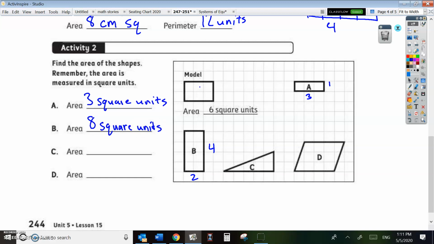C, it's a triangle, so we have to do base times height divided by 2, or you could write it 1/2 base times height. Remember, if you extended this triangle, it would look something like this. So you have 2 by 1, 2, 3, 4. 2 times 4 is 8, but then you have to cut it in half. So that one is 4 square units.